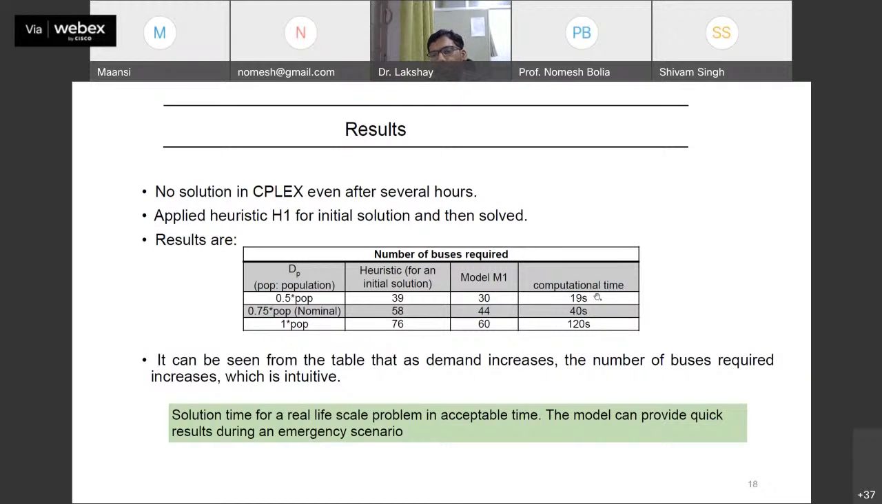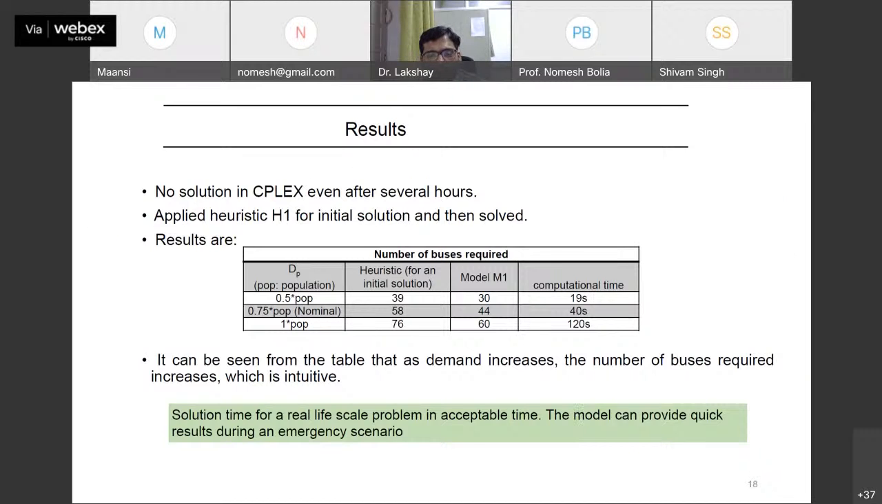You can see that the computational time for such a model is very small due to the heuristic given in the paper, which you can refer to. The model can provide quick results in such an emergency scenario, and they can incorporate changes while running, meaning when the actual disaster happens, they still need to know the extra number of resources required. So with modification in the model, we can find how it can be helpful in real time.